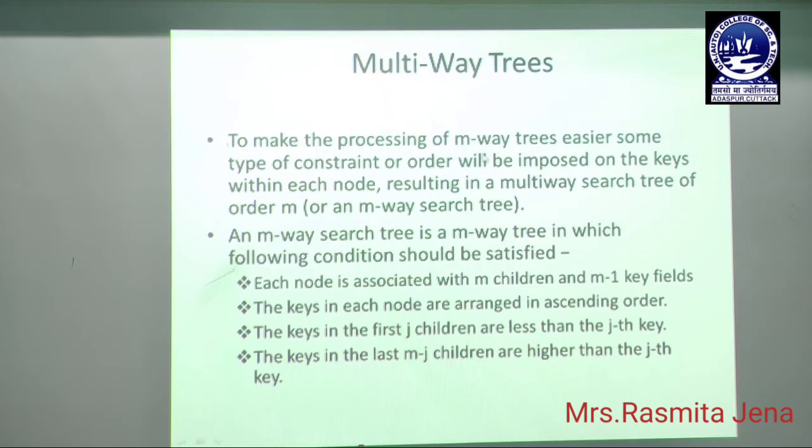To make processing an M-way tree easier, some constraints or order will be imposed on the keys within each node. That means each node has some constraints, resulting in a multi-way search tree of order m, or you can say an m-way search tree. So what are the conditions a multi-way search tree should satisfy? An m-way search tree is an m-way tree in which the following conditions should be satisfied. First, each node is associated with m children and m minus 1 key fields.